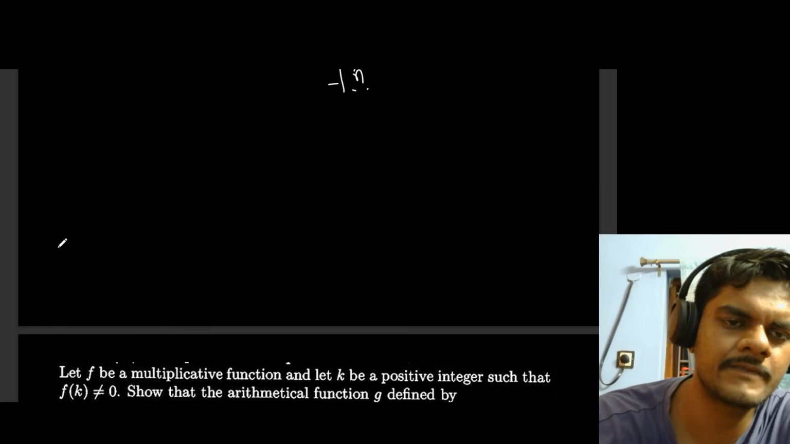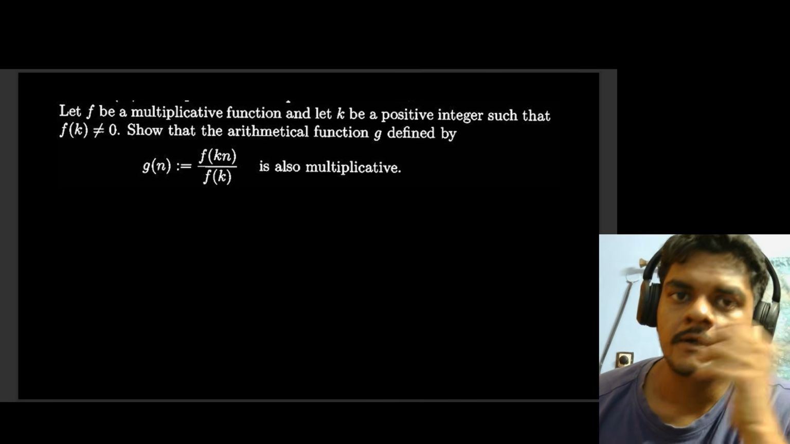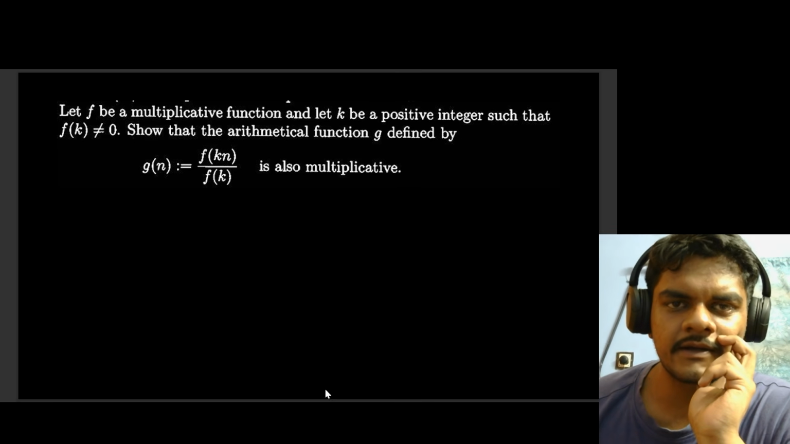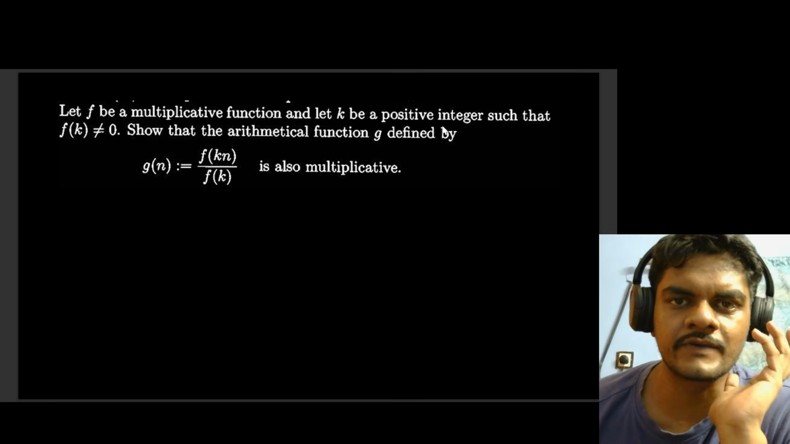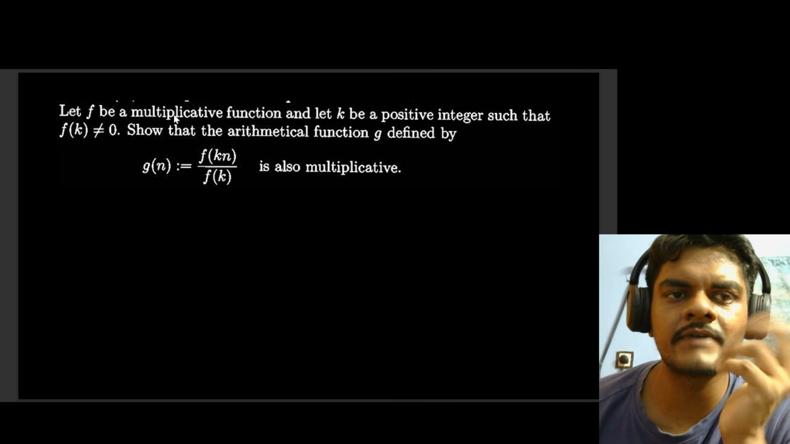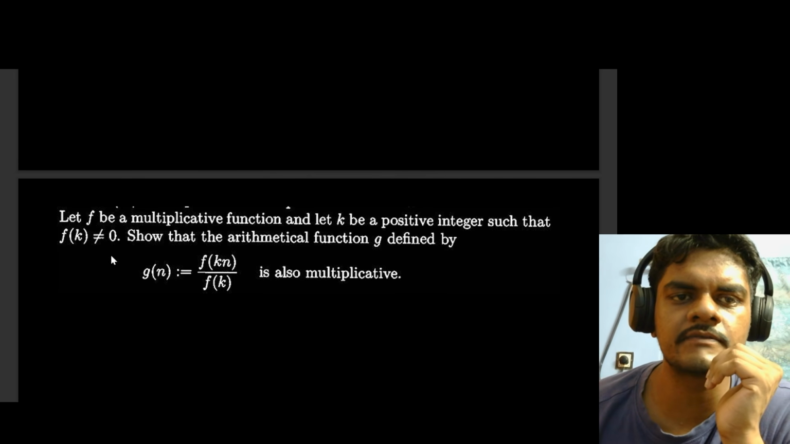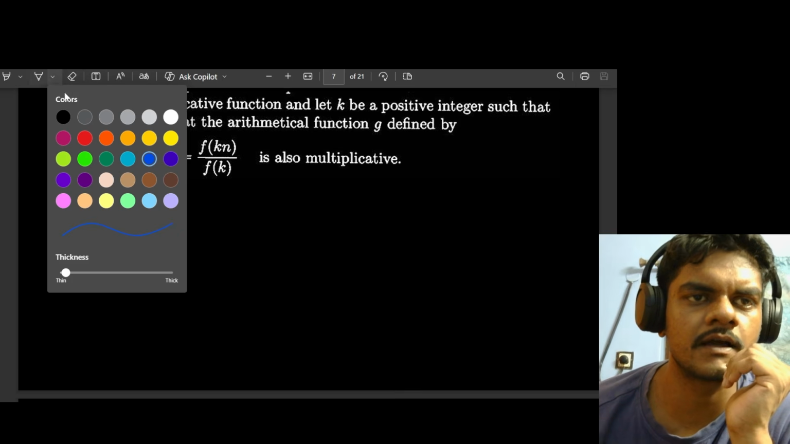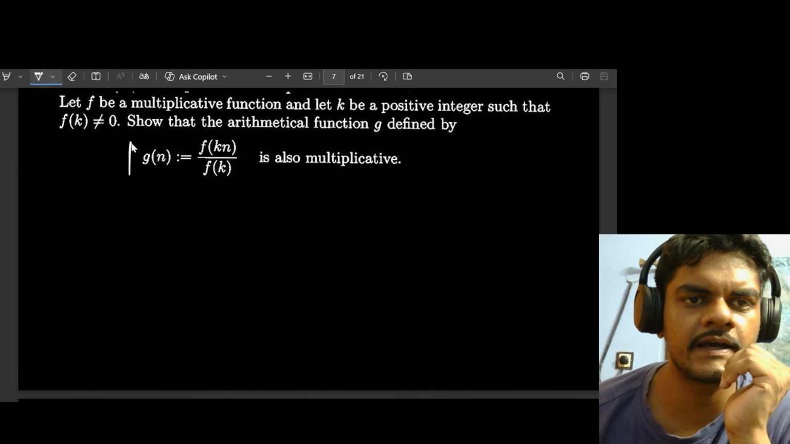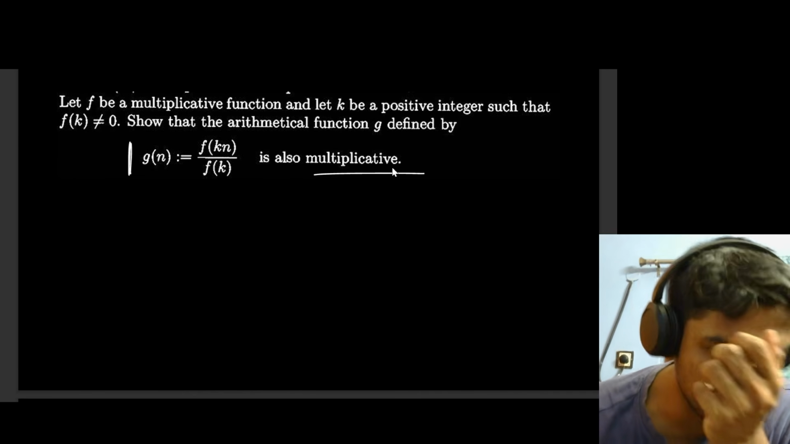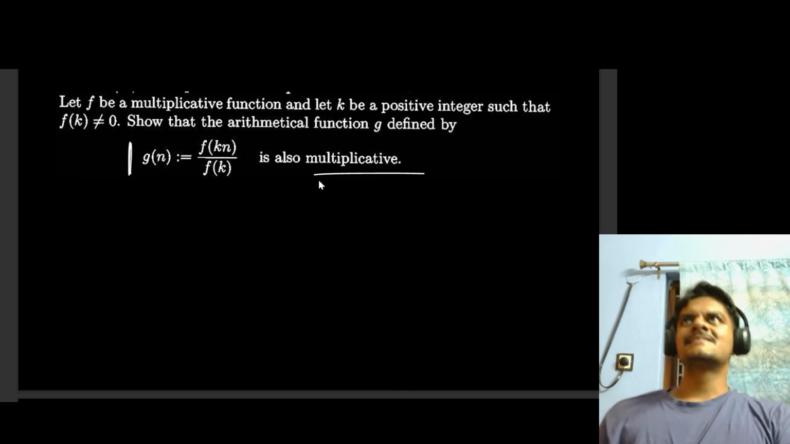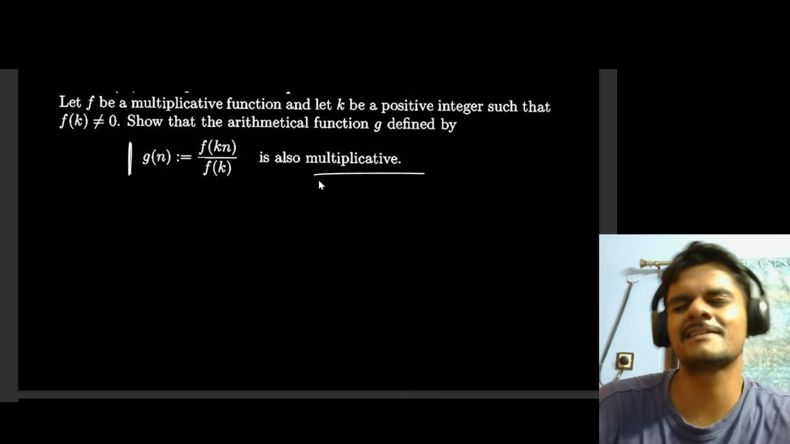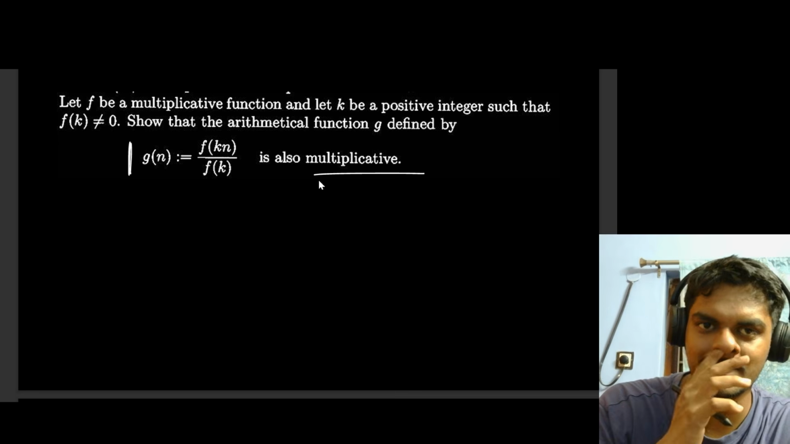Okay, that's it. Read this question. Here, we are already given that f is a multiplicative function, and then we have to prove that another function which is related to f has to be a multiplicative function as well. This looks like a very simple question, but it's not as simple as you might think.